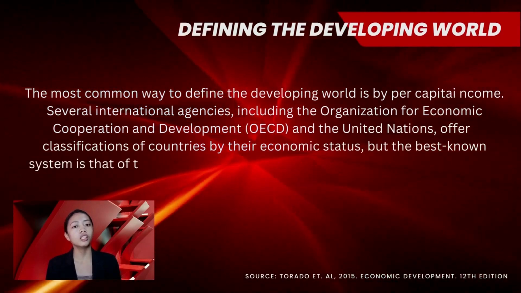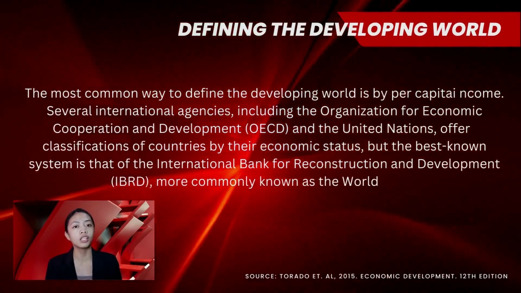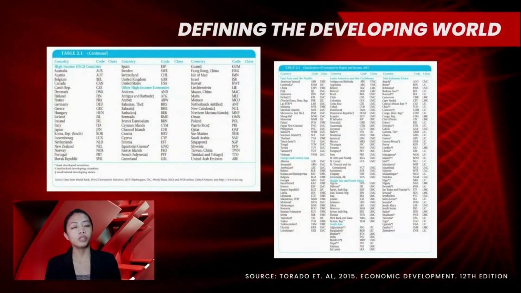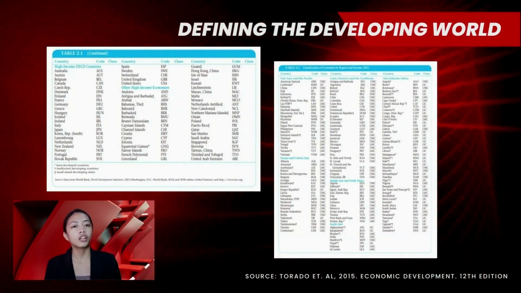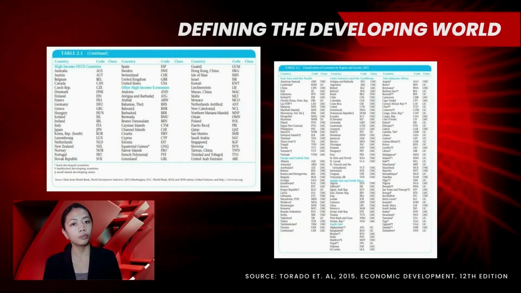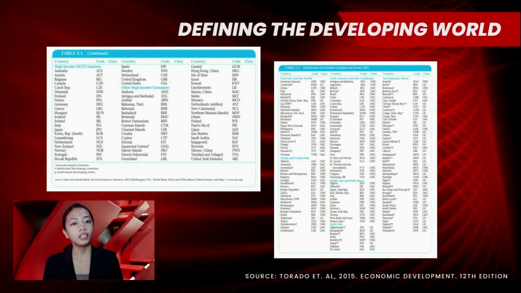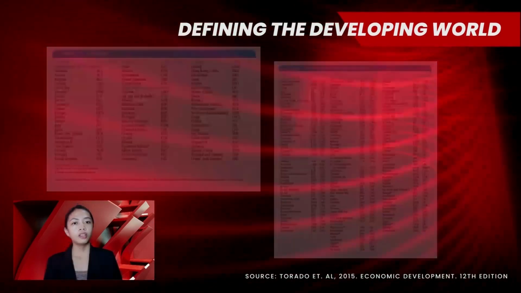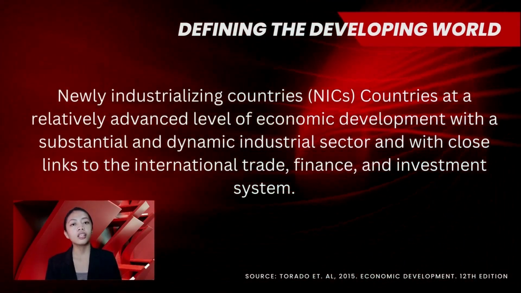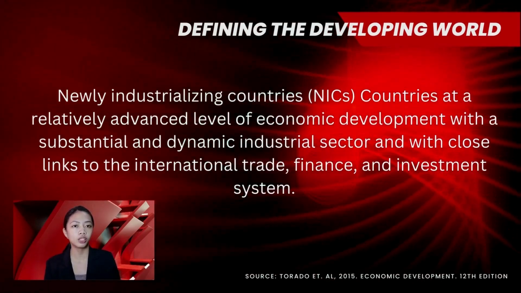The World Bank, which is an international financial institution, is the best known system that offers classifications of countries by their economic status. In the World Bank's classification system, 213 economies with a population of at least 30,000 are ranked by their levels of gross national income per capita. These economies are then classified as low-income countries, low-middle-income countries, upper-middle-income countries, high-income OECD countries, and other high-income countries. Sometimes a special distinction is made among upper-middle-income or newly high-income economies, designating some as newly industrializing countries that have achieved relatively advanced manufacturing sectors.